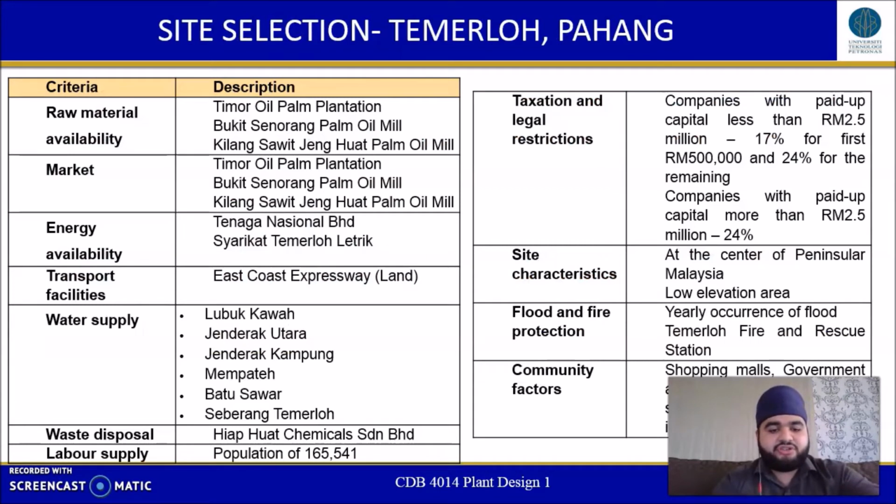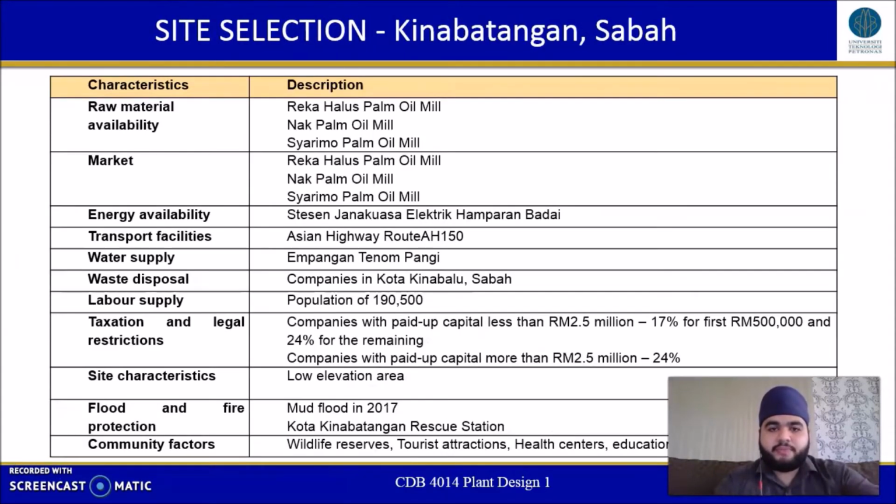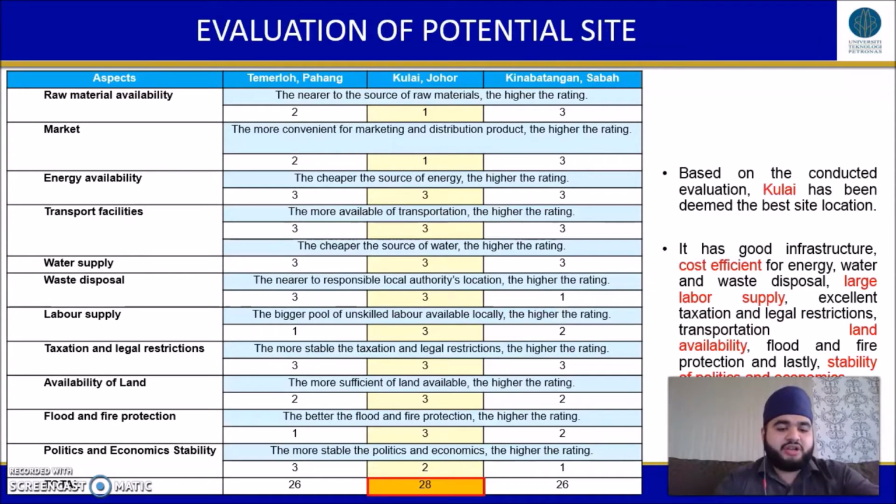For site selection, 3 sites were considered prior to making a final decision based on an evaluation. These sites were located at Temerloh in Pahang, at Kulai in Johor, and at Kinabatangan in Sabah. An evaluation of these sites was carried out by using the 12 factors that affect the plant's location and layout. The evaluation consisted of assessing factors that would affect the operation of the plant directly, and we came to the conclusion that the site in Kulai, Johor was the best as it obtained the highest overall score in the evaluation.